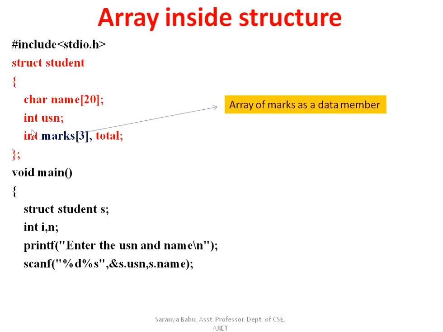USN is integer, so scanf %d. Where should I store it? s.USN. The struct student variable is s, its USN, s.USN, comma. Name is in terms of string, %s. It should be stored in s.name. Clear? It should be stored in s.name.